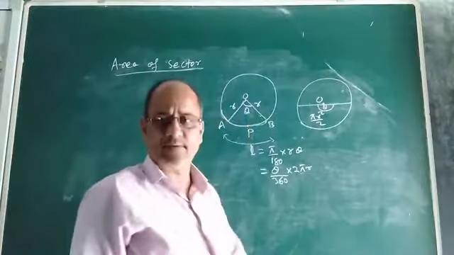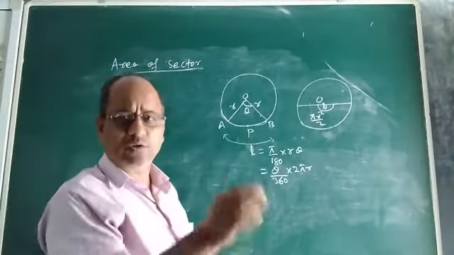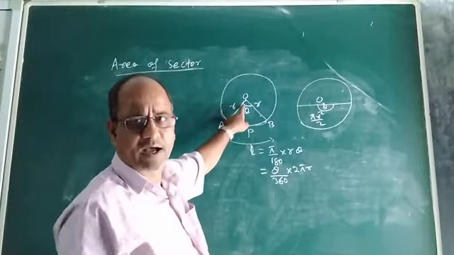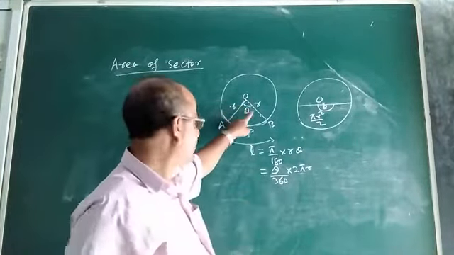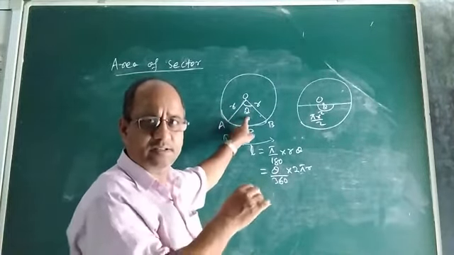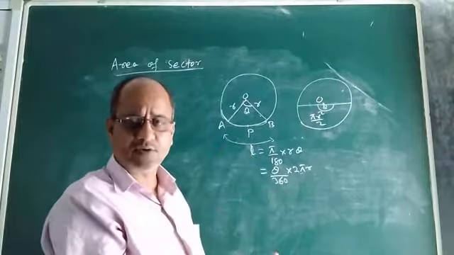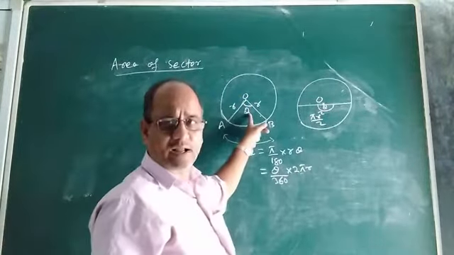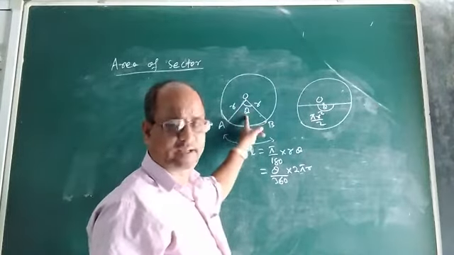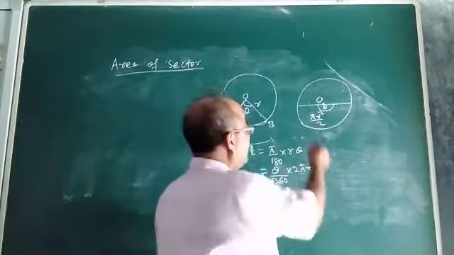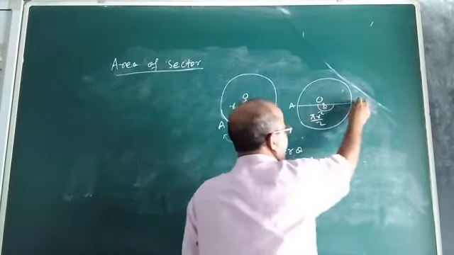As I told you in the last class, when this sector angle theta goes on increasing, then the length of the arc will also increase. Like this, look at the figure. Here the sector angle is theta, which is less than 180 degrees. But in this figure, look at what the sector angle is. This is also a sector.